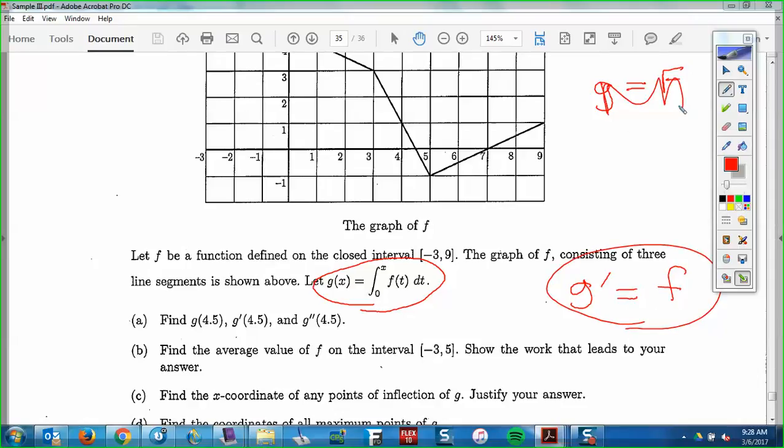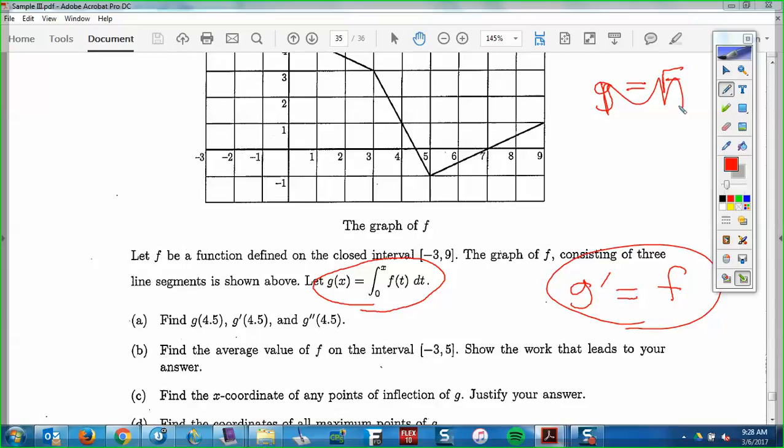Because all of these questions, if you notice, the graph they give you is F. All of the questions are about G. Now, they did say the average value of F. That's the only one. But the rest of the questions are all about G. So if you're going to answer questions about G, but you're going to reference the F graph, that's no good unless you've connected the G and the F graph. That's why you write this right here. See, they've connected them here, but you have to give that. And so G prime is equal to F.